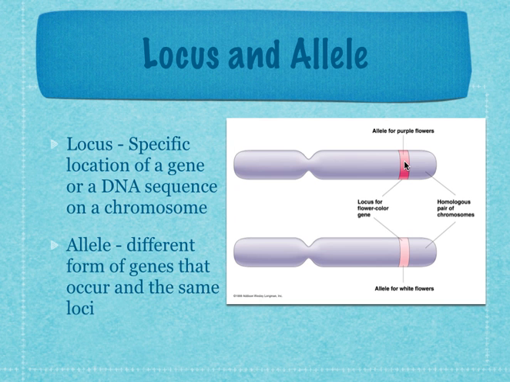When we talk about allele, allele is a different form of genes that occur at the same loci. So right here, this is the locus for flower color, and this is the allele for purple flowers. This is the locus for flower color on this gene. This is the allele for white flowers. If this was to be a person, we can have maybe a locus here for eye color, and it can be an allele for brown eye color, or a locus here for eye color, or an allele for blue eye color.